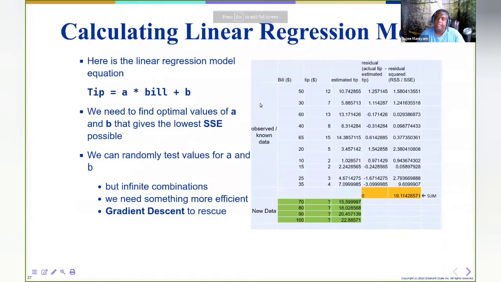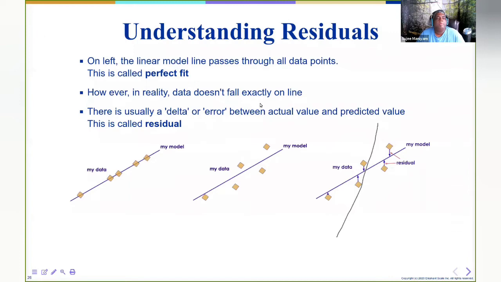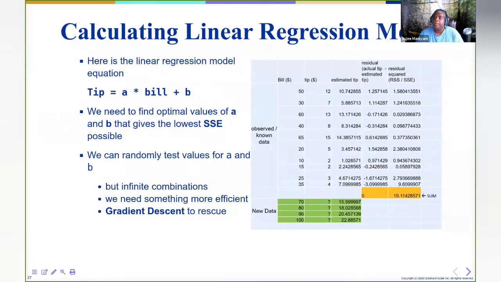Now we understand errors, residuals, all the good stuff. Back to our billing and tipping example. Remember, this is the actual tip. This is my estimated tip. They're close, not exactly equal. So my goal, remember the formula, is to figure out the values for A and B so my estimation gets as close to the real value as possible.